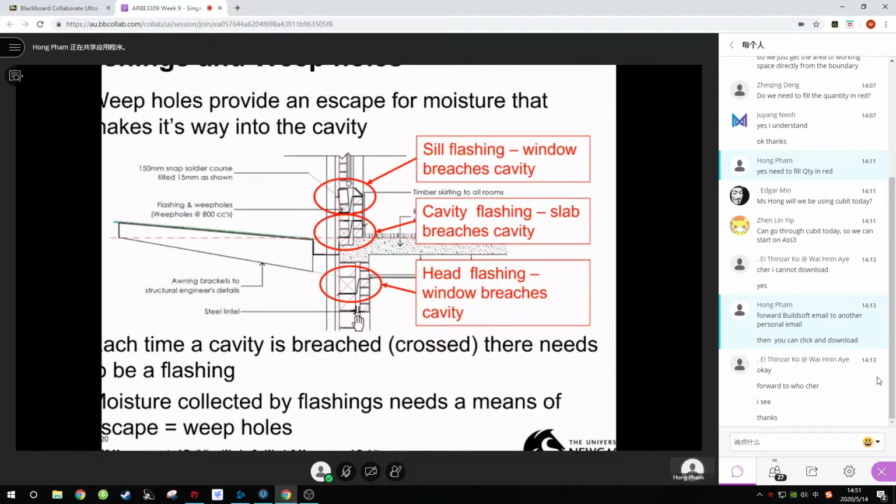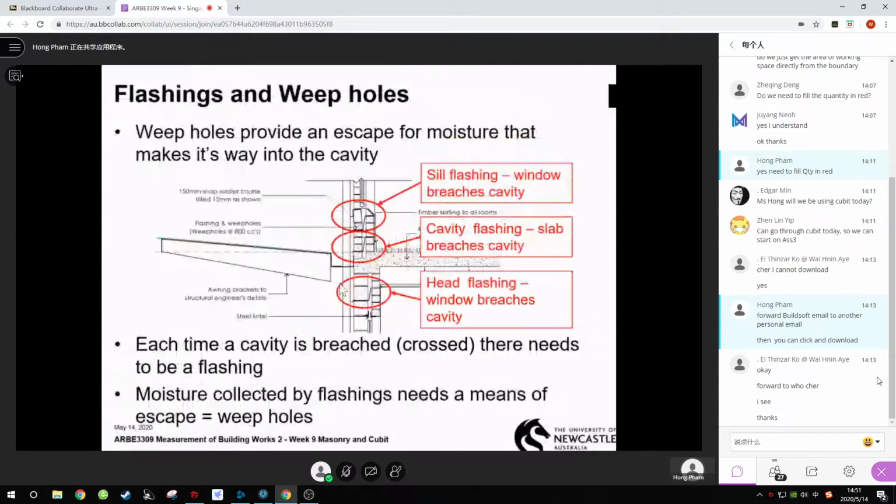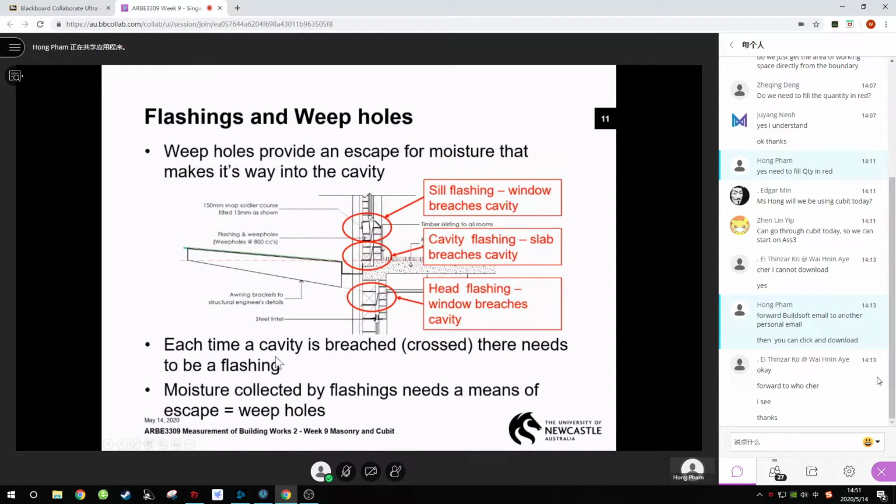This is the head flashings. Head flashing is above the windows. It works the same way. If water travels inside here, we want to let it out by having a weep hole and get it out this way. Okay, so these are flashings. Every time a cavity is breached, there needs to be a flashing. Moisture collected by flashings needs a means of escape by a weep hole.